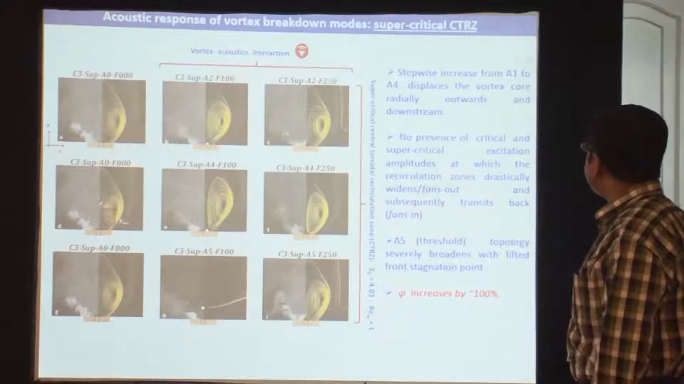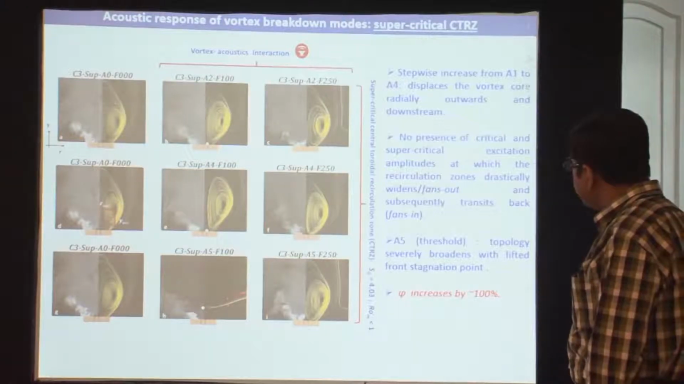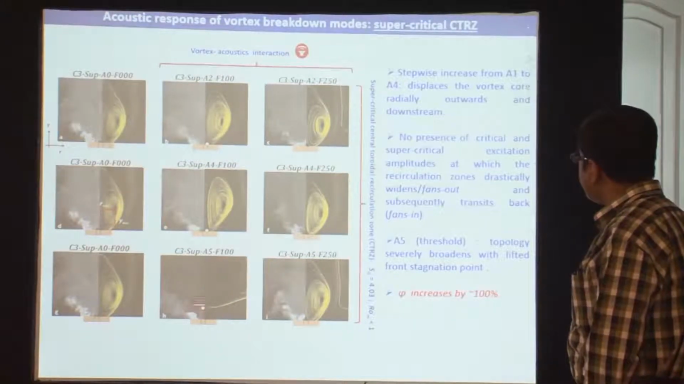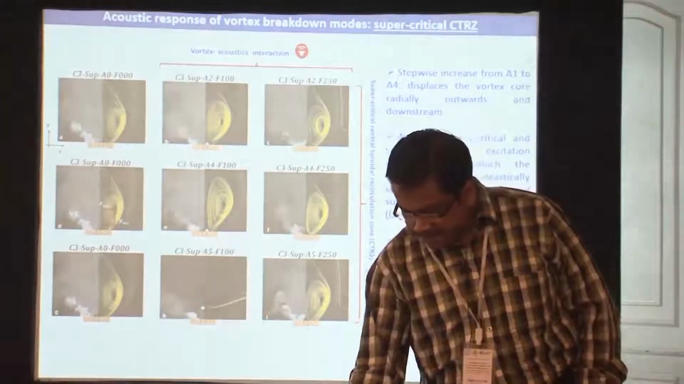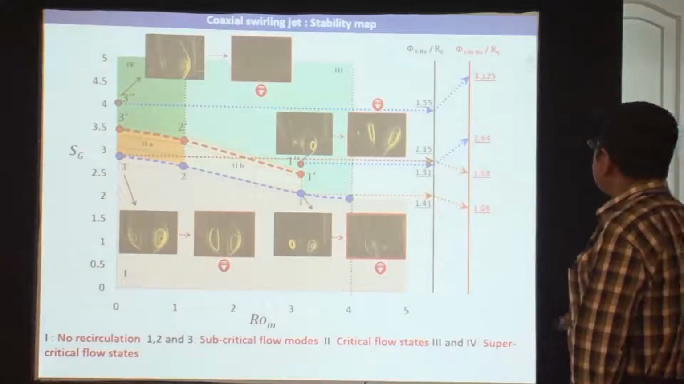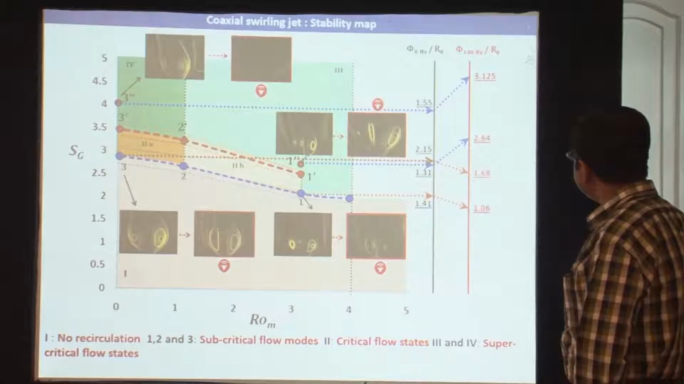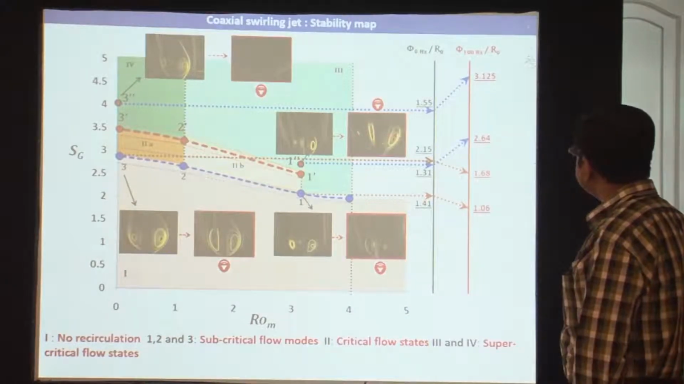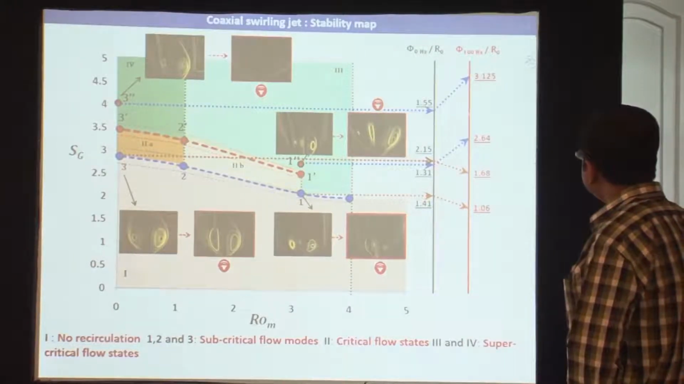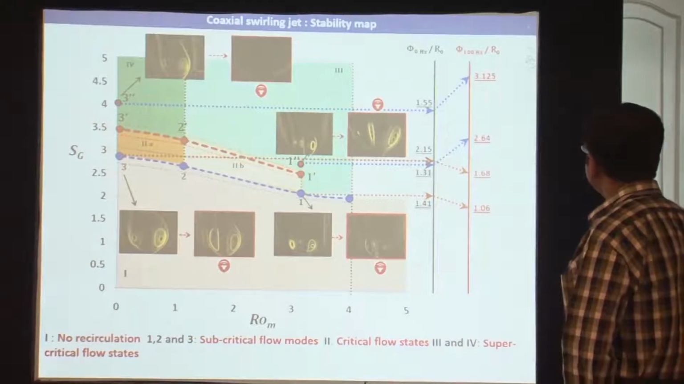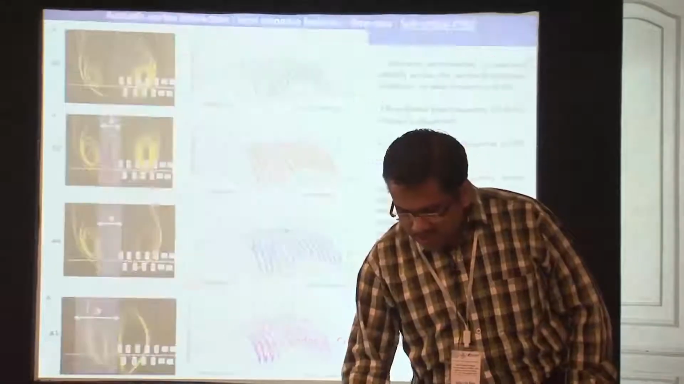Similarly, when we look at the supercritical CTRZ over here, you see that it also shows a similar type of conical breakdown. That particular breakdown happens somewhere around the A5 threshold amplitude. The topology severely broadens. So we were able to put all of these things in the stability map, where for each of these transitions you see that nice little acoustic horn, which represents the corresponding acoustically excited structure. And the aerodynamic blockage ratio increases in those cases by quite a bit, from 1.55 all the way up to 3. So these are the flow features that you get.